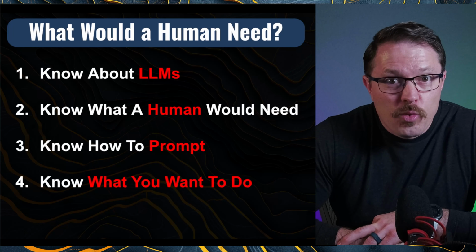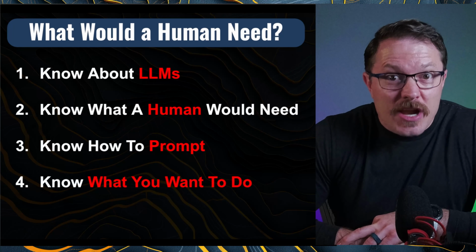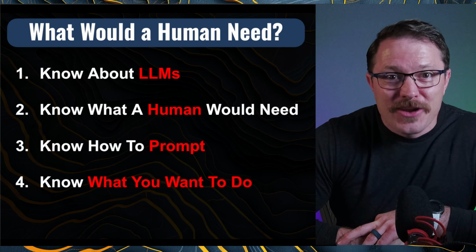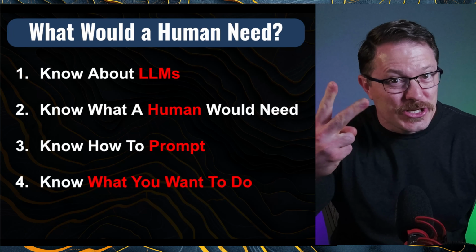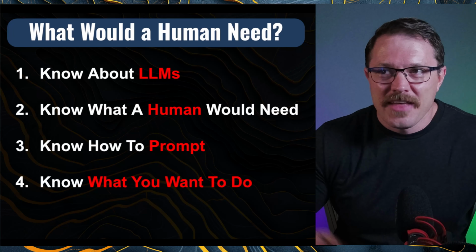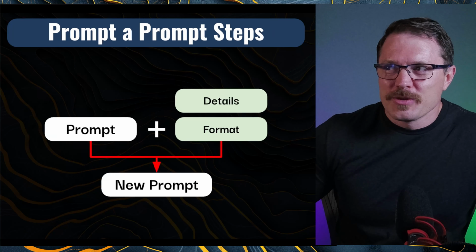You'd also need to know what a human would need to accomplish the prompting strategy. It's almost like I've been training you for 29 days on exactly how to know what a human would need, and then you need to know how to prompt. Say it with me, everybody: RGCOA. Look at that. And then what do you want to do? Well, that's what you're trying to build a prompt for. You already know what you want to do. So then what do we do with that information?